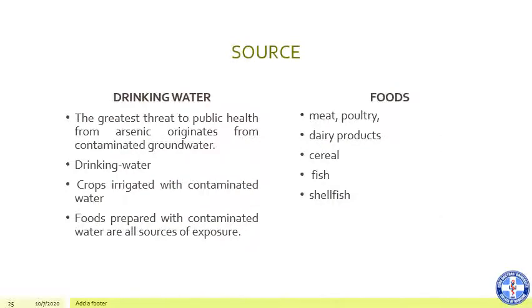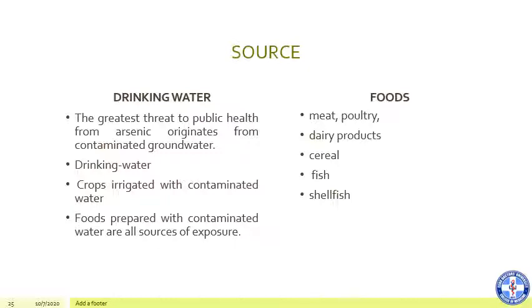Another source is drinking water. The greatest threat to public health from arsenic originates from contaminated water. Drinking water, crops irrigated with contaminated water, and food prepared with contaminated water are all sources of exposure. In foods, meat, poultry, dairy products, and cereals can also be a dietary source of arsenic, although exposure from these foods is generally much lower compared to exposure through contaminated groundwater.